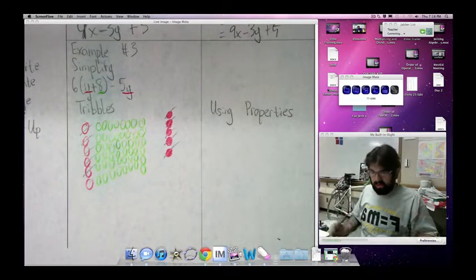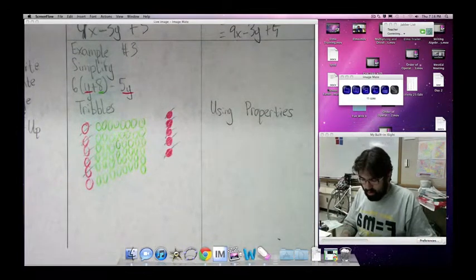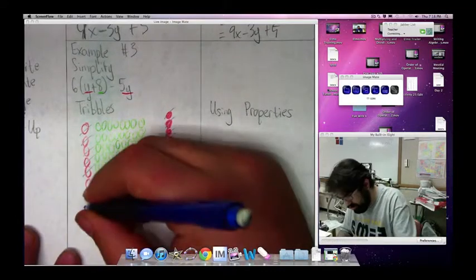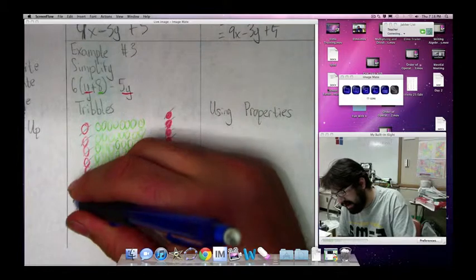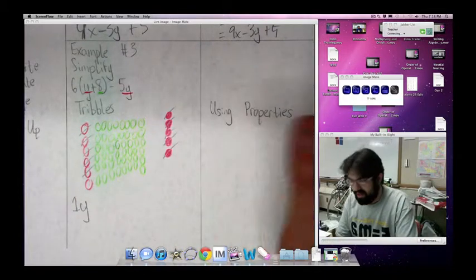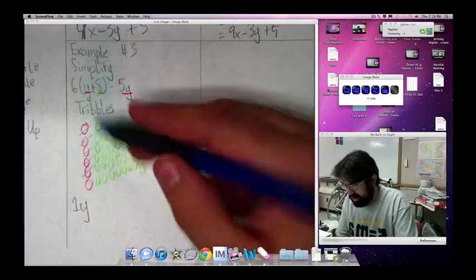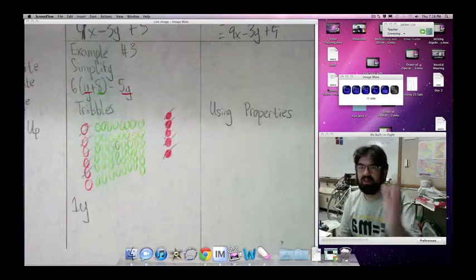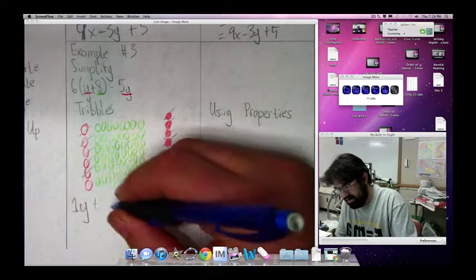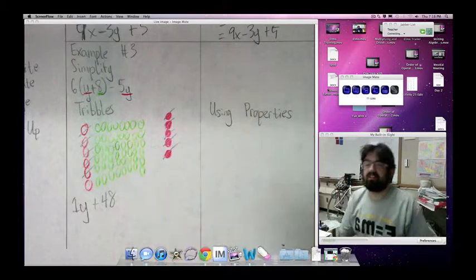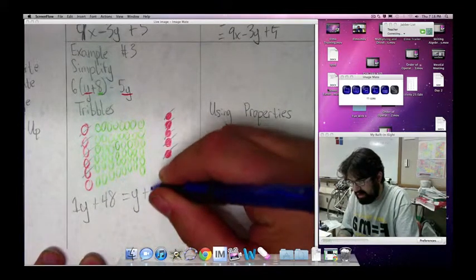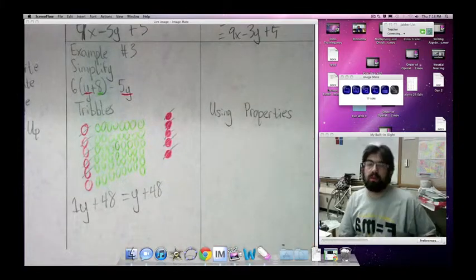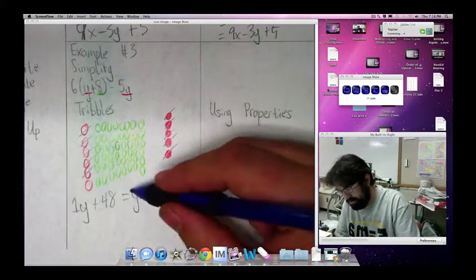So, what do we got left? We've got 1y, and I don't put a 1 in front of y. You can, but usually you don't leave it like that. And 6 times 8 is 48. And that's all that's left. I would write it as y plus 48, not 1y. But that would be our final answer.